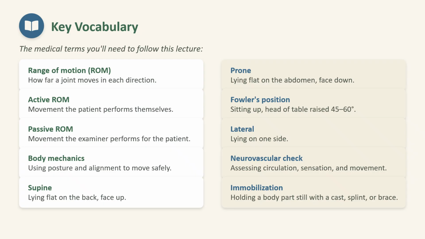Here are the medical terms that you need to know to understand this lesson fully. Take a moment to look them over. We'll use each of them as they come up in the slides ahead, so don't worry about memorizing the definitions right now. Just get familiar with the words. Pause the video to take your notes.